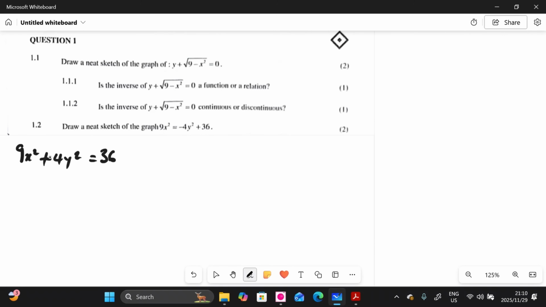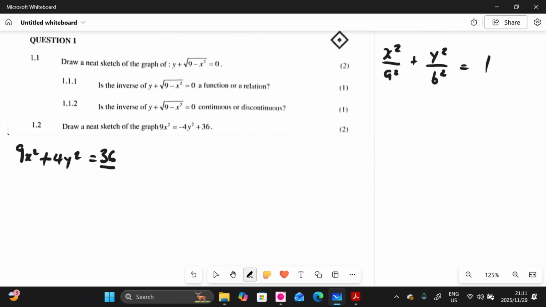Now, when it's like this, it looks like something that we are familiar with, which is an ellipse, right? Remember, let me just write the formula here for an ellipse. Ellipse is like this. You have x squared divided by a squared plus y squared divided by b squared. This is equaling to 1, right? So as you can see, we do not have the equaling of 1 there.